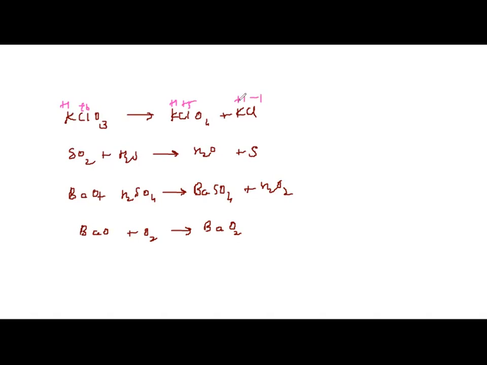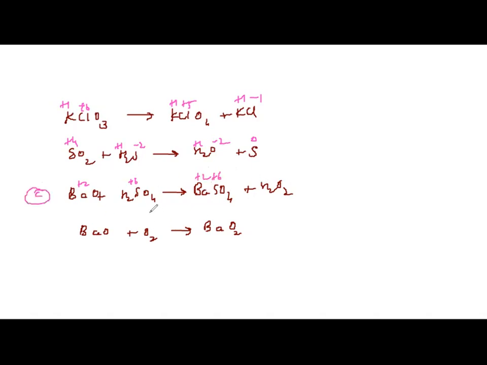It is a disproportionation reaction where chlorine is changing from plus 5 to plus 7 and plus 5 to minus 1. Sulfur in SO2 is plus 4, and in H2S, hydrogen is plus 1, therefore sulfur is minus 2. Here H2O, plus 1, minus 2, and here sulfur is 0. So there is a change in the valency. Barium is plus 2. Here sulfur is how much? It is sulfate. In sulfate, oxygen 2 minus 4 times is minus 8, so sulfur is plus 6. So plus 2, plus 6 again. So there is no change in the oxidation state in the case of option C.